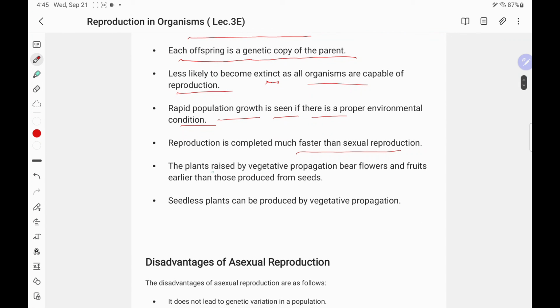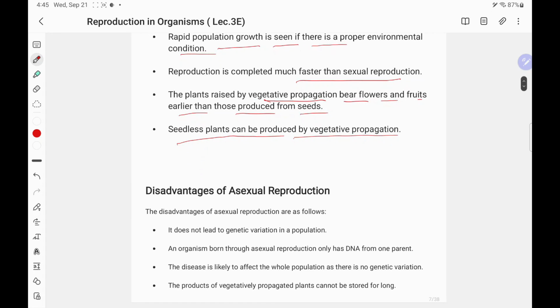Plants raised by vegetative propagation bear flowers and fruits earlier. Seedless plants can also be produced by vegetative propagation. This is the advantage: I can easily propagate asexually or vegetatively to receive massive production. These are the advantages of asexual reproduction.